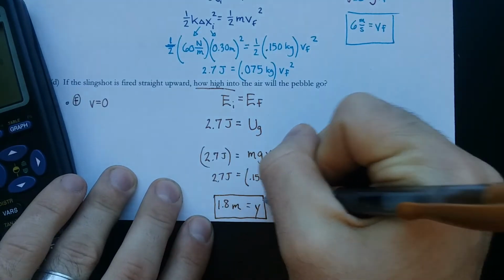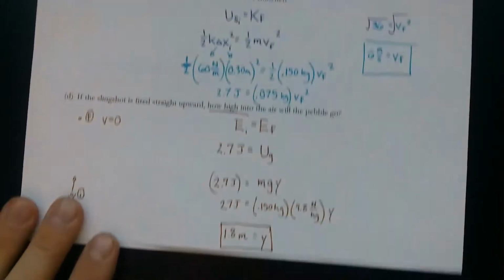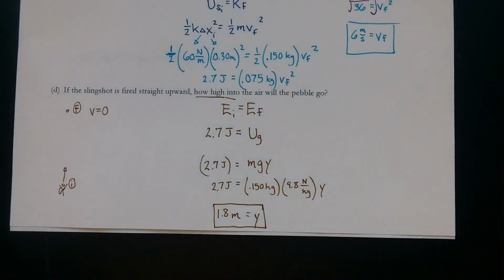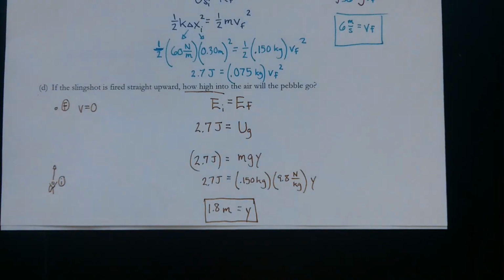Not the highest height in the world, but it's not the strongest spring in the world. It's 60 newtons per meter. Just like shot, poof, just a little bit up in the air. Kind of makes sense with a speed of 6 meters per second coming off of that slingshot. That is problem 1.